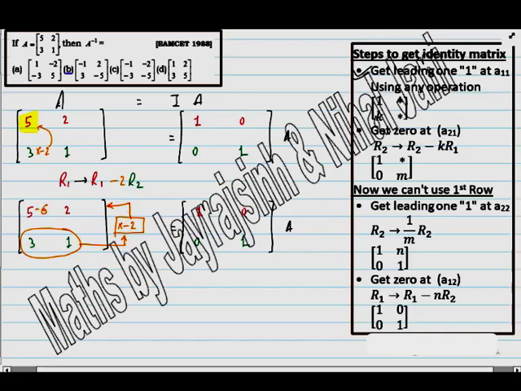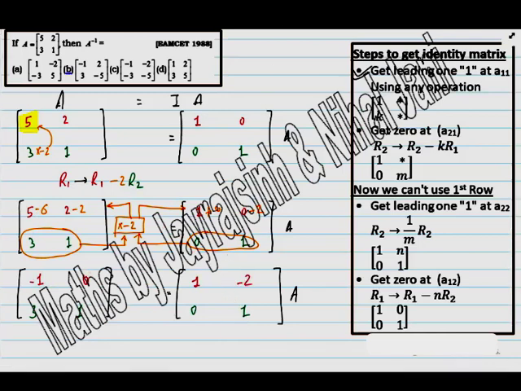3 minus 2 will be minus 6. 1 minus 2 will be minus 2. Same thing with the other matrix. 0 minus 2 will be minus 2 and 1 minus 2 will be minus 2. So after simplification, we will get our second row as it is and the first row becomes minus 1, 0, 1 and minus 2. But still we don't get leading one at A11.